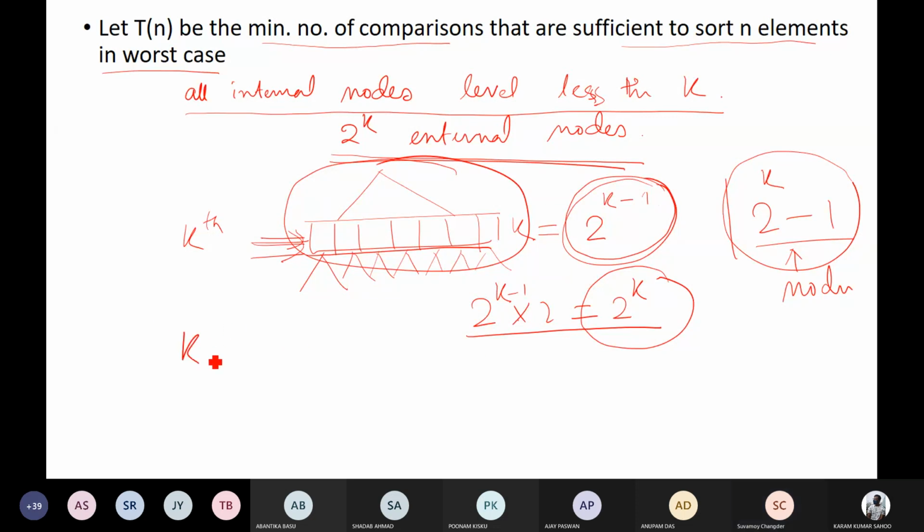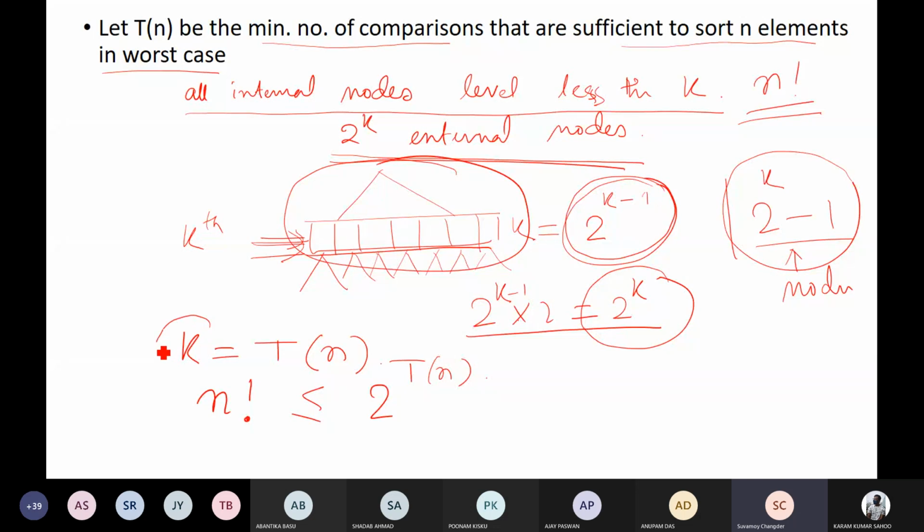K is equals to T of n, that is how many number of elements are there. Okay, then what is the total number of elements? Factorial n, because we are having factorial n number of different paths, and therefore factorial n number of external nodes must be there. So this must be equals to 2 to the power T of n.